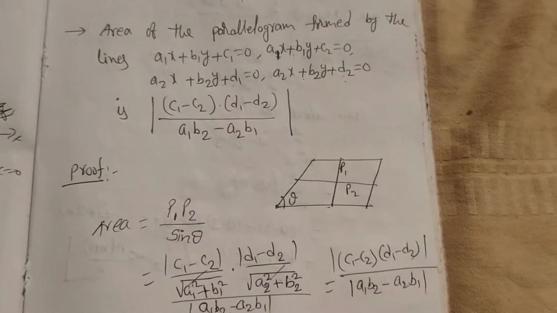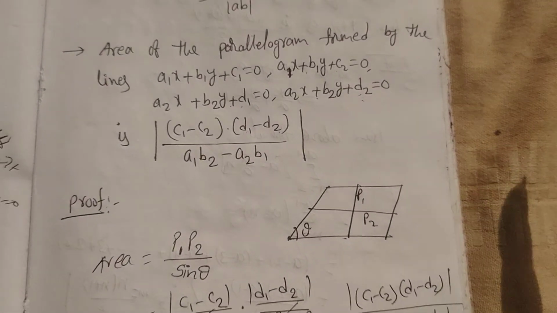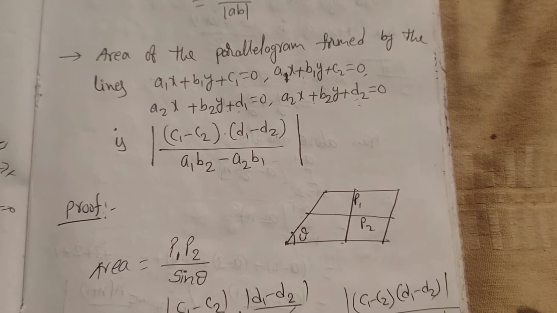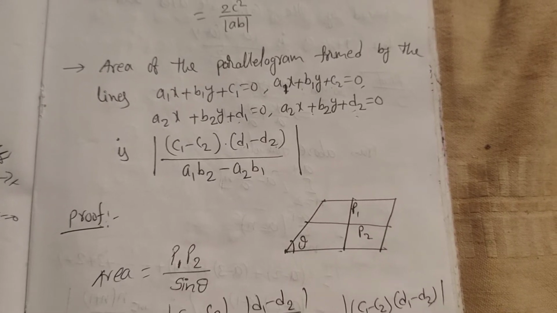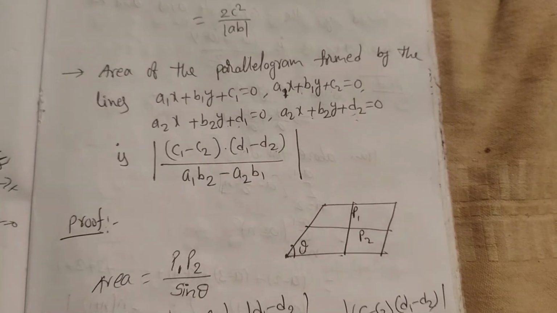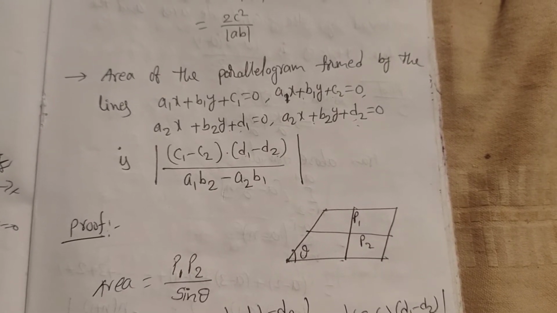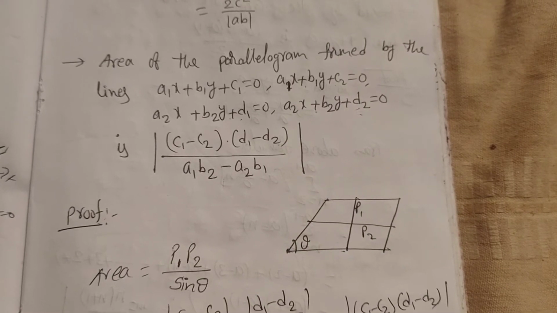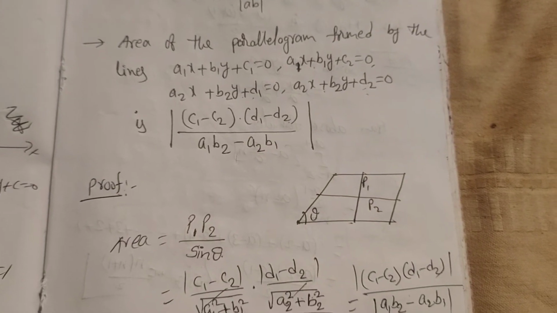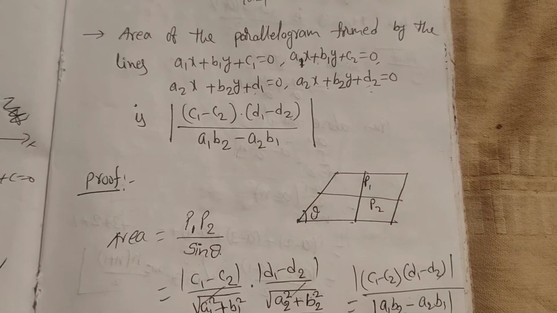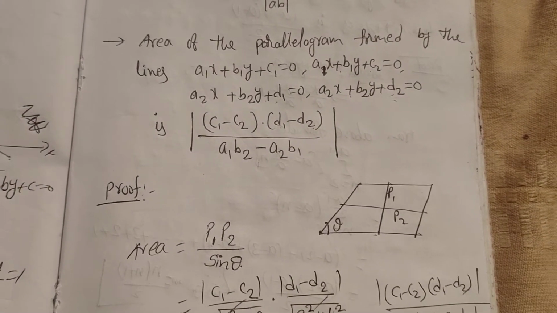To prove this one, I give one formula. The area of the parallelogram whose opposite side distances are p1 comma p2 and the angle between any two adjacent sides is theta, then the area of the parallelogram is equal to p1 p2 by sine theta. Already I gave this formula in the coordinate system. If you don't know, just remember the formula, that is enough. In trigonometry again you may get this formula.